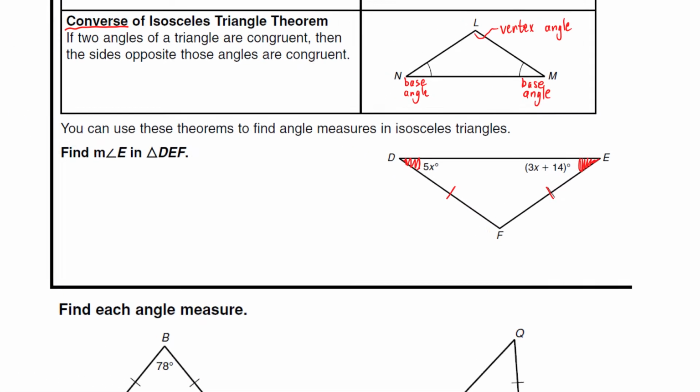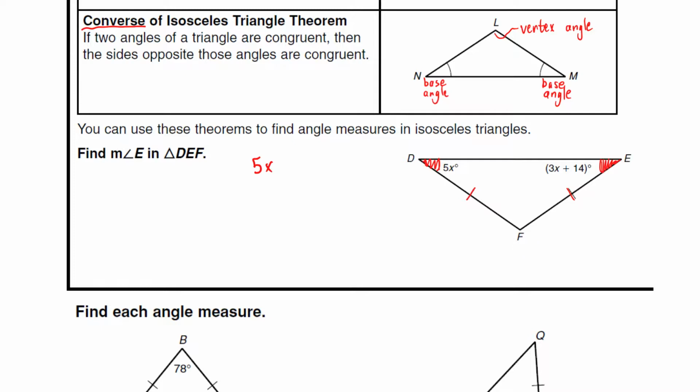So to find the value of x, I'm just going to set those two things equal. We're going to put 5x equals 3x plus 14. That's the relationship. They're congruent to each other. So we're going to set them equal to each other so I can find what the value of x is. All right, so subtract 3x from both sides. That way this zeroes out. That leaves 2x equal to 14. Divide both sides by 2. 7. So x equals 7.